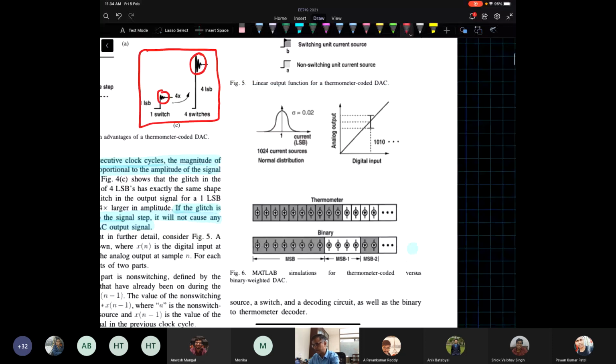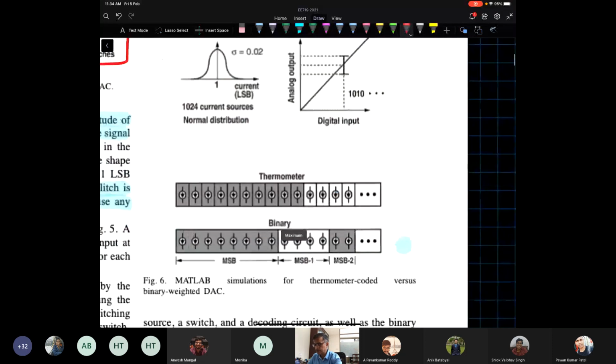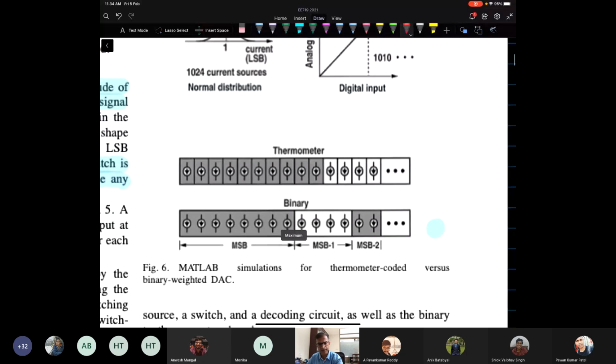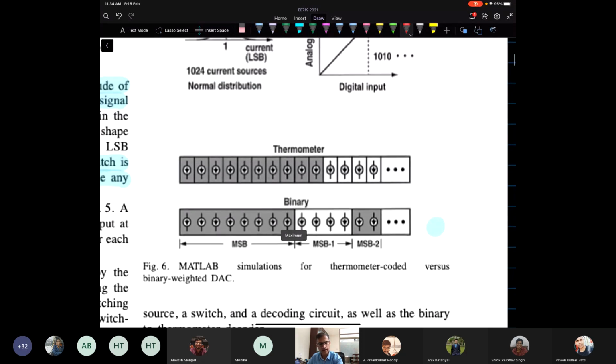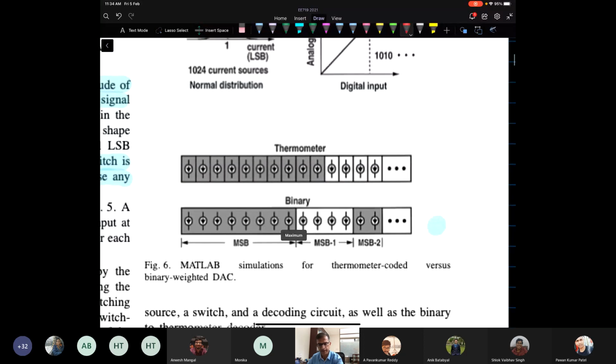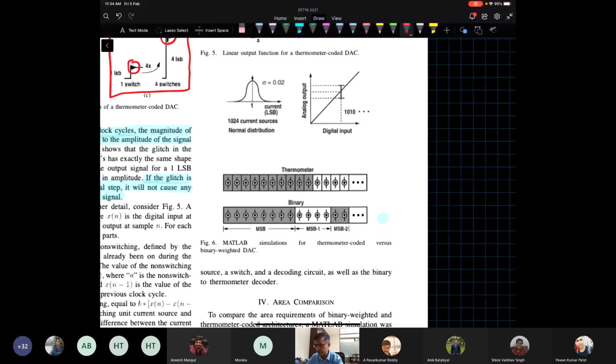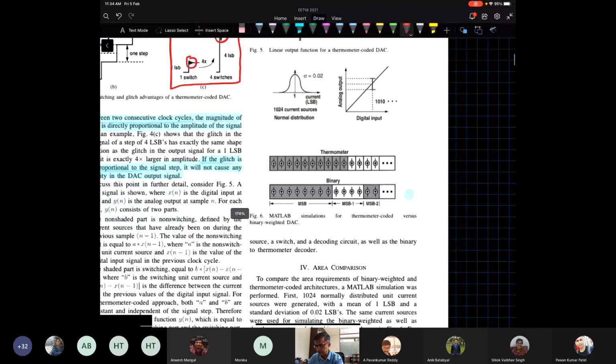Now we look at the layout aspect of it. In this particular case, you can see the thermometer DAC would be one current source at a time that you would keep increasing as the code goes up. Whereas in the binary case, depending on the code, you will turn on the corresponding MSB minus one, MSB minus two, and so on. What they did is a pretty good MATLAB simulation where all these current sources have a random variable, each one of them, and then they summed up the result. And the result shows nicely for you.